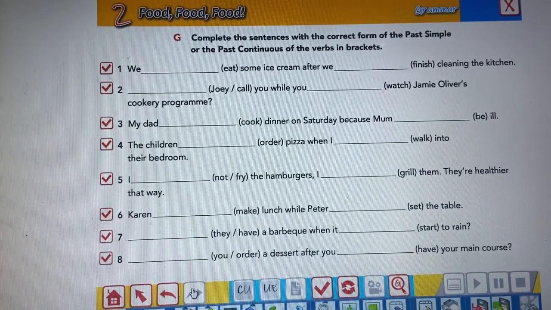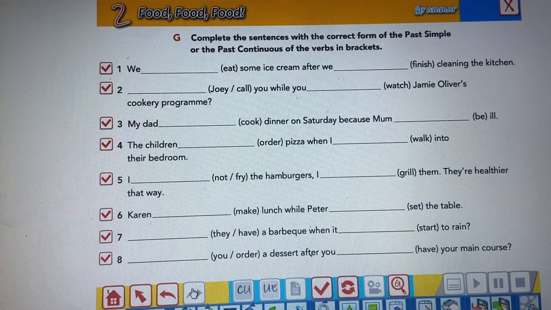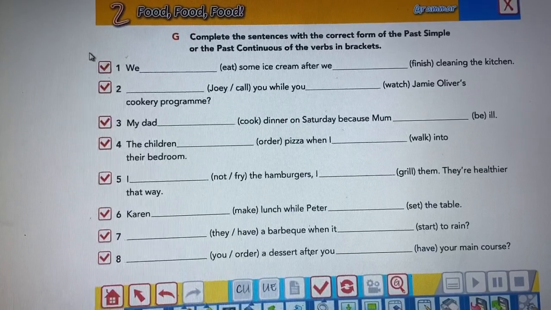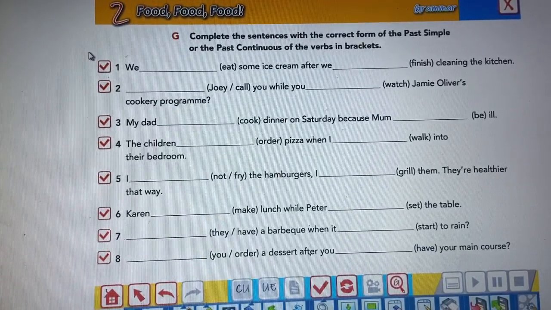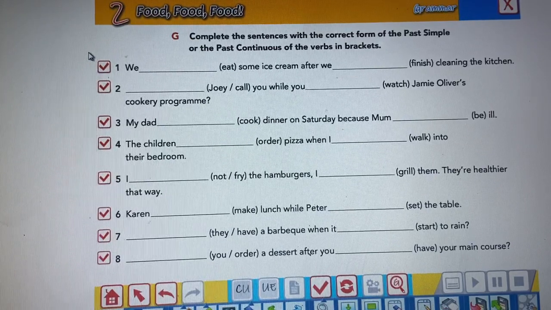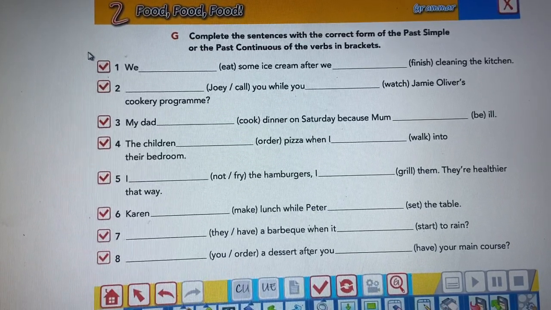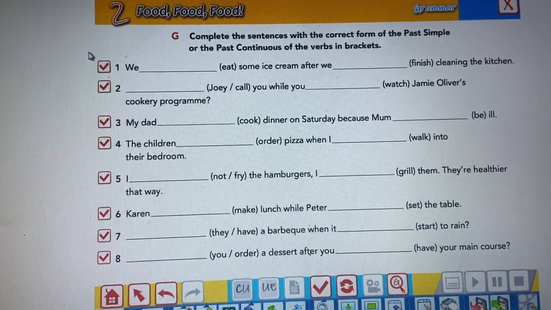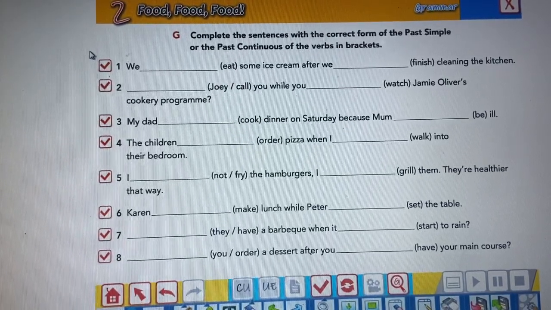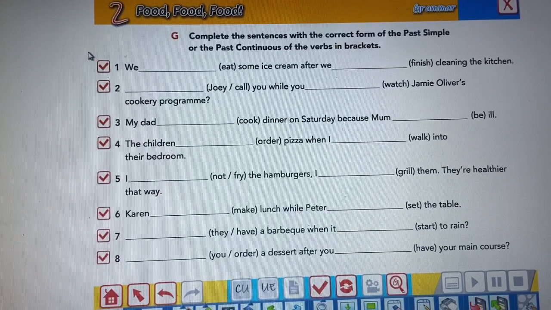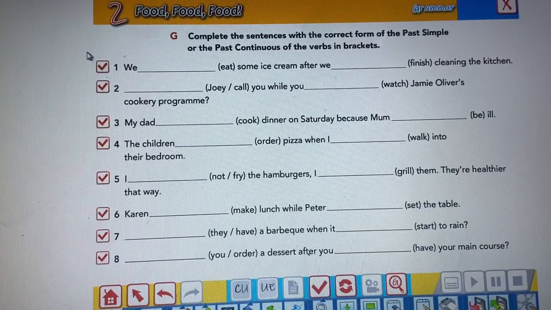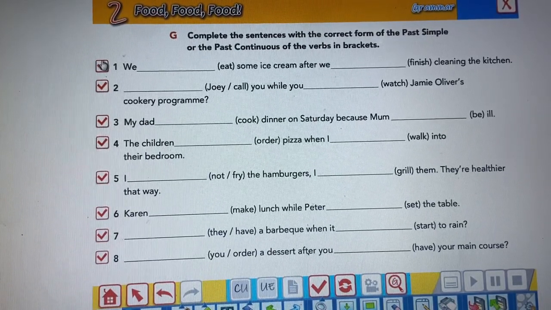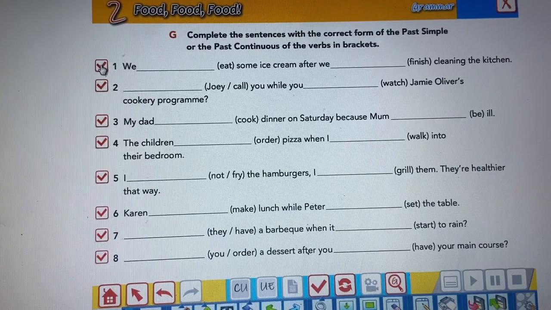Let's start with the first one. We eat some ice cream after we finish cleaning the kitchen. In this sentence, we're going to use the past simple to form the verbs in the past simple form. We ate some ice cream after we finished cleaning the kitchen. These actions happened, or started and finished, in the past. So none of them has interrupted the other one. So we ate some ice cream after we finished cleaning the kitchen.